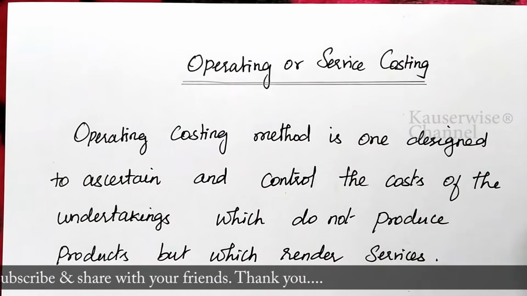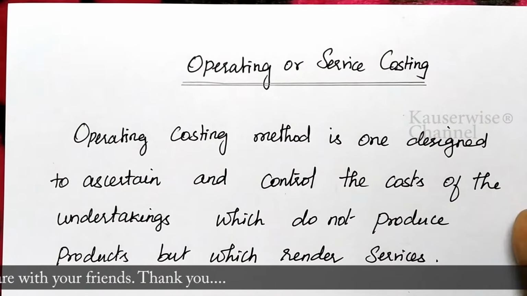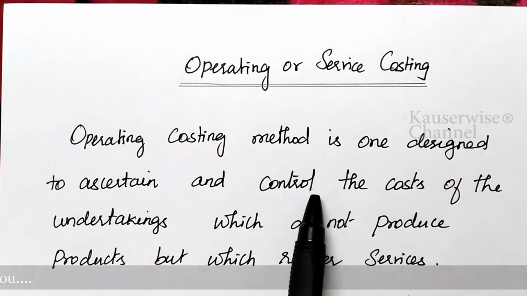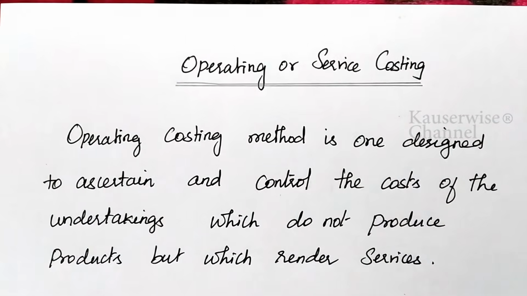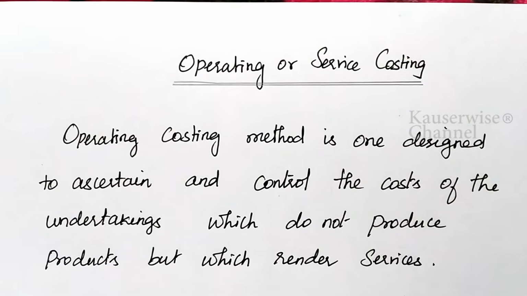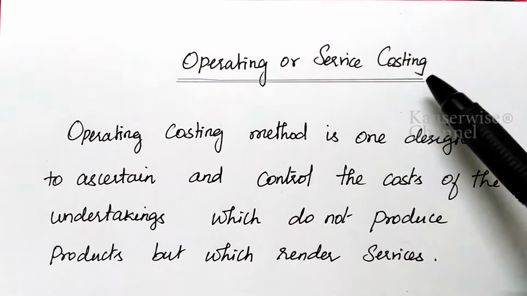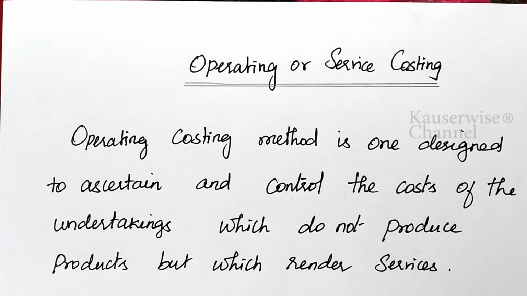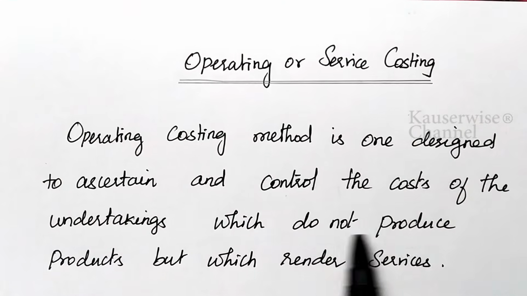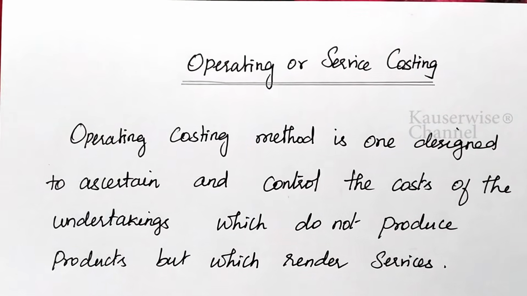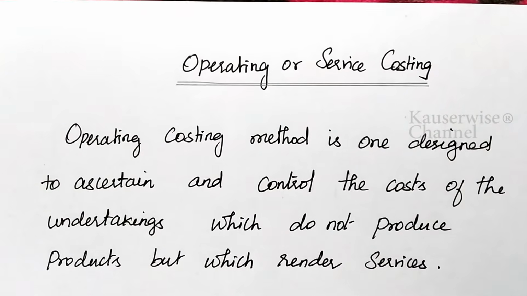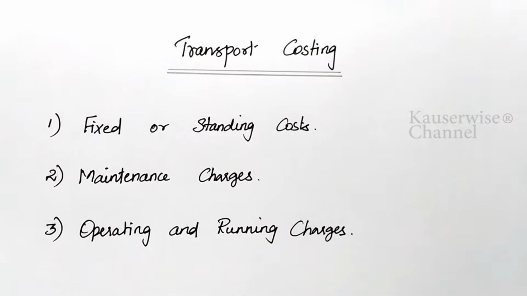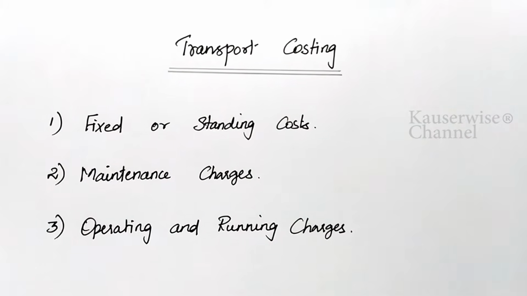Operating costing is an accounting methodology which is designed to ascertain the total cost, as well as to control the cost for the service sector, which is not applicable for the production sector. So this operating or service costing is purely applicable for the service sector. Those organizations render service but do not produce any product. Operating costing or service costing is applicable for all service sectors.